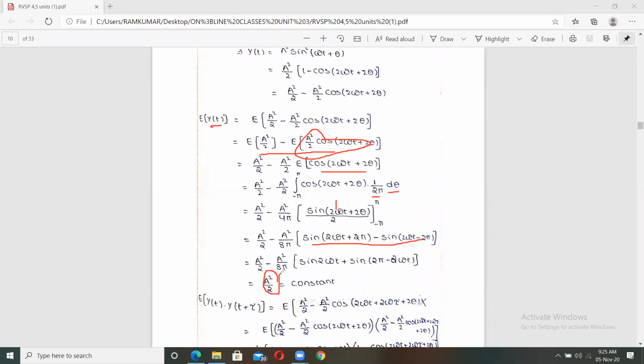For previous problems, we got 0 because we directly took x of t. Here, we are taking x square of t. Then E of x of t is equal to A square by 2, which is a constant function. The first condition of wide-sense stationary process is satisfied, right?